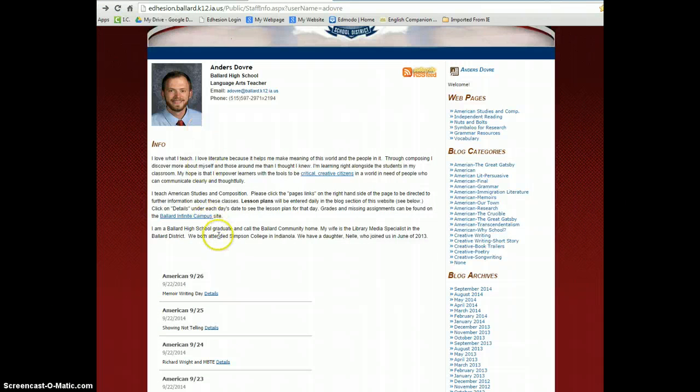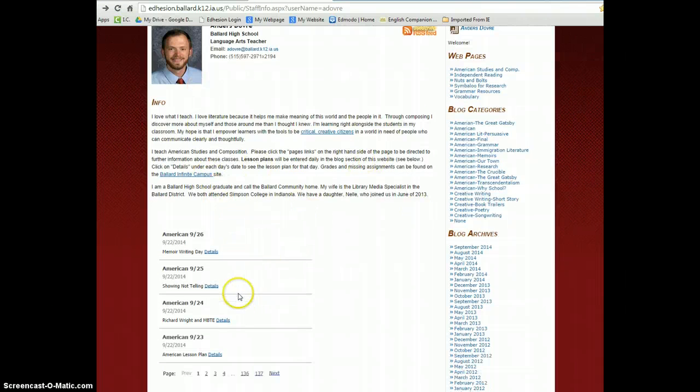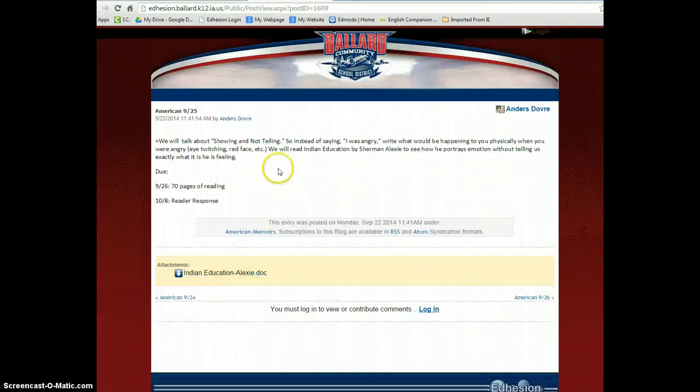And if you're wondering more about the other things that were required on the rubric, we have gone over those in previous days. For instance, showing not telling can be explained right here. It's instead of saying I was angry, you would write what would be physically happening to you when you were angry. You would talk about eyes twitching or having a red face. So instead of just telling I'm angry, show that to the reader. And then we read a memoir in which that was done and talked about how it was done.